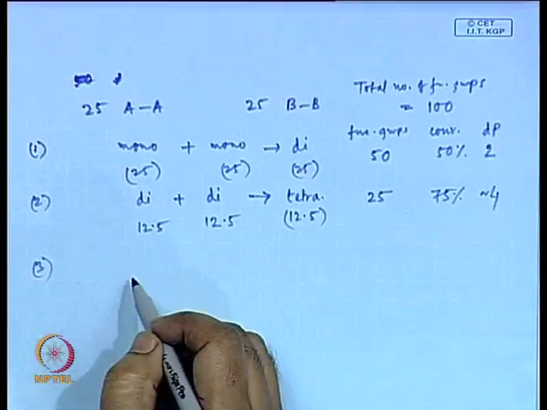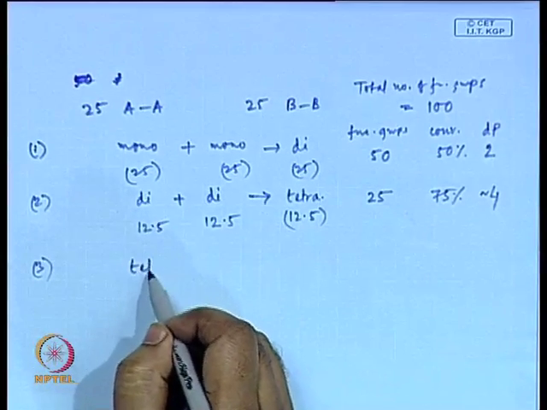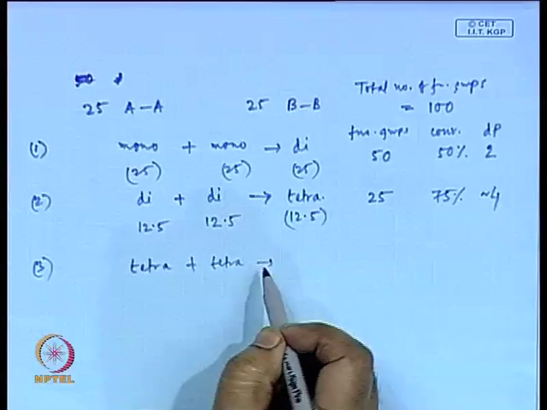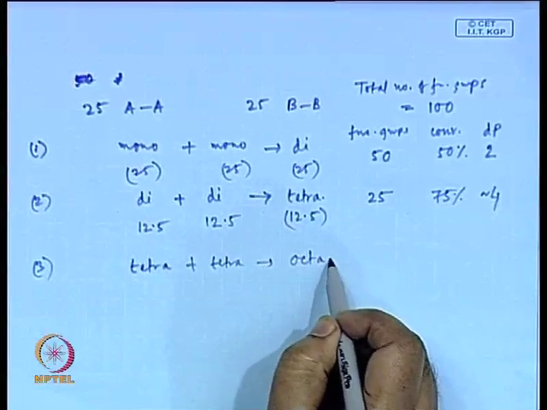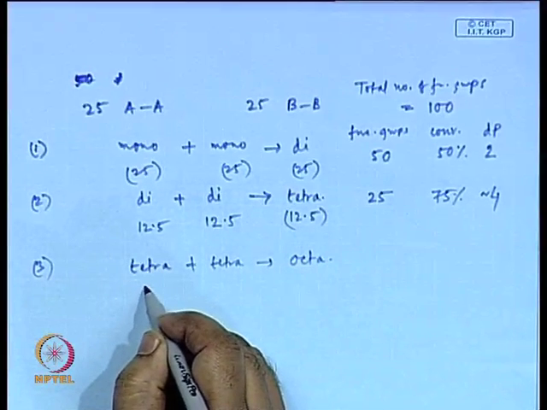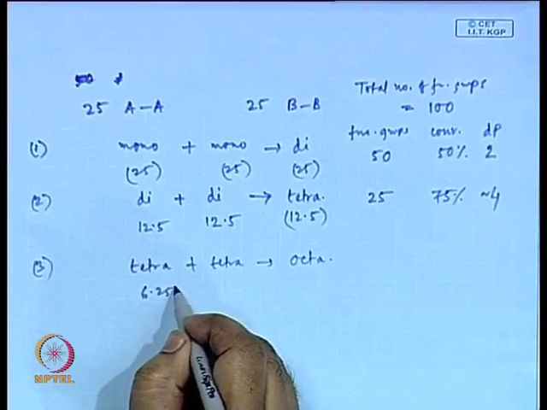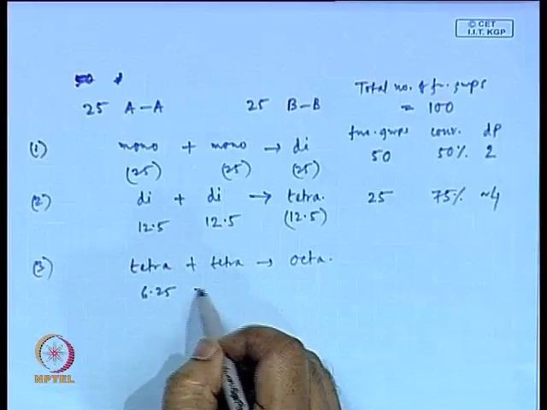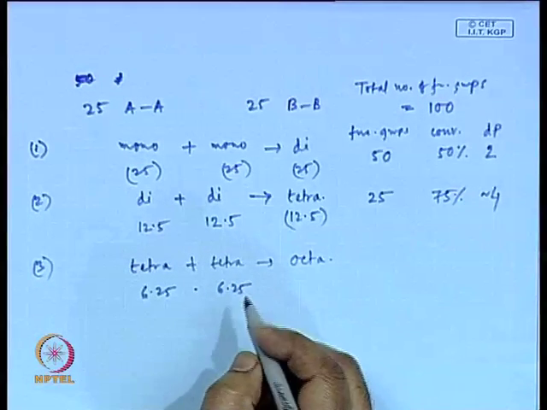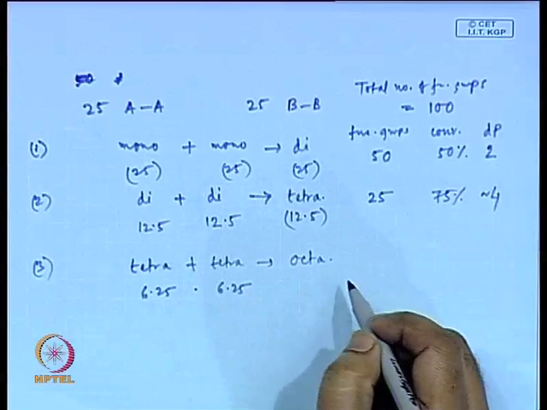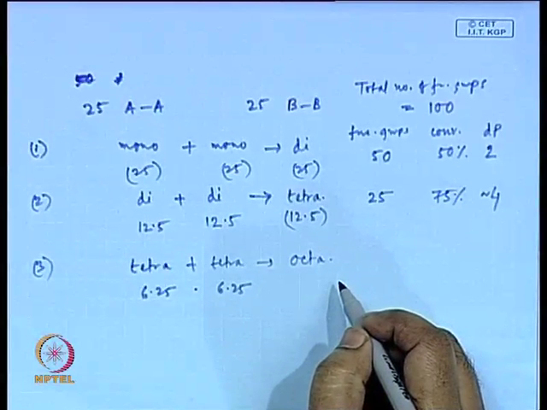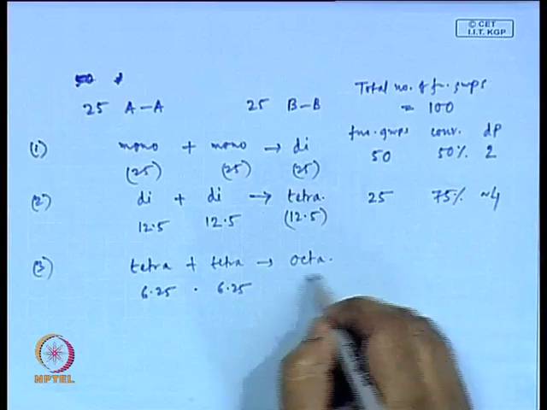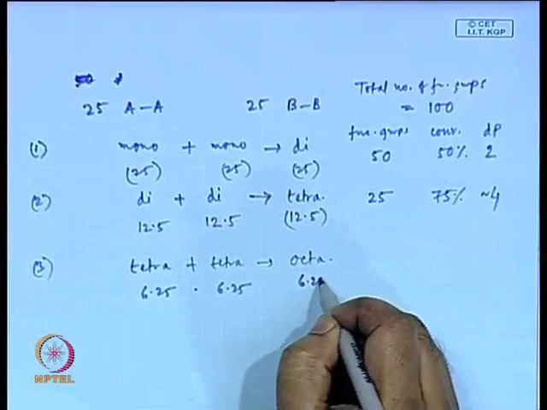So, let us again, for simplicity, consider these tetramers reacting with each other, forming octamers. So, I will write, say, 6.25 of this reacting with 6.25 gives you octamers. How many? So, 6.25 on average.